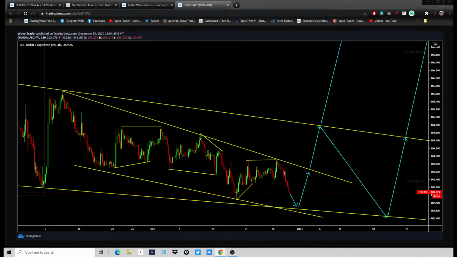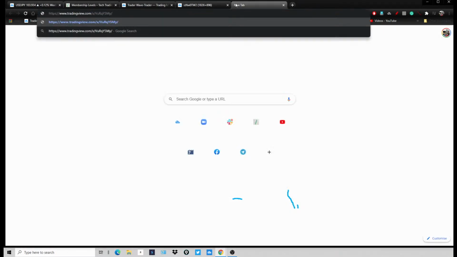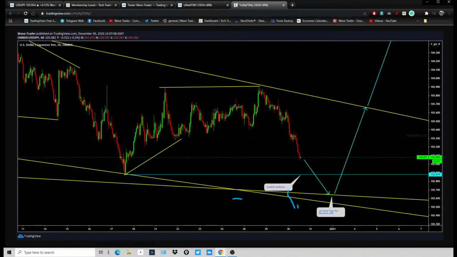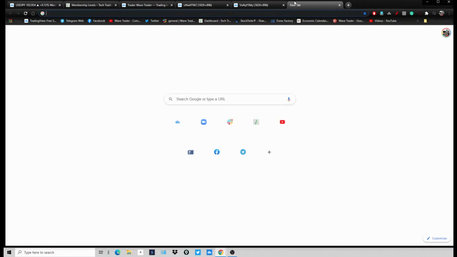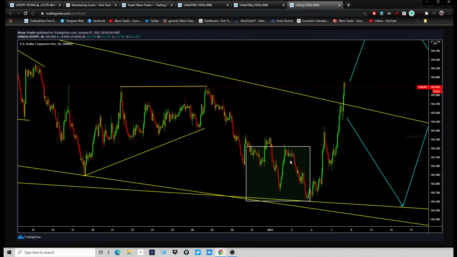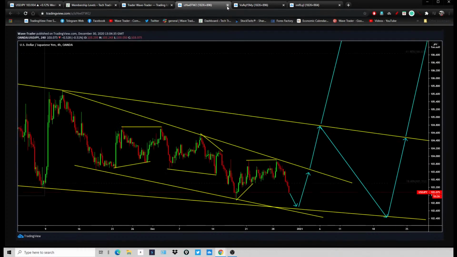So we were looking for this to go lower, form a new low or test that previous bottom and then bounce off. So we got a reversal from the bottom. We got a reversal, and similar way you are looking for it to do that again. Next chart. Yeah, so we got a reversal from the bottom on the dollar yen.